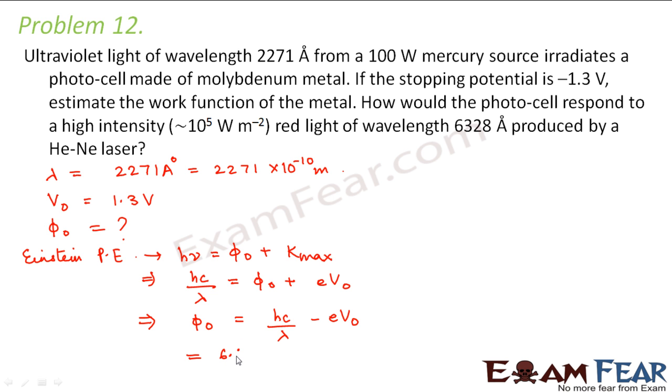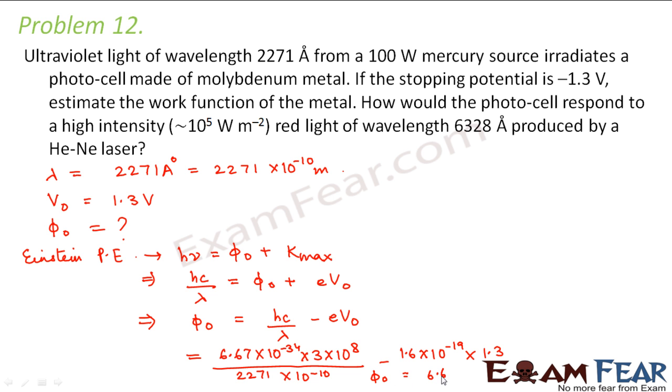Let us put the values now. h is 6.67 into 10 to the power minus 34, c is 3 into 10 to the power 8, divided by lambda, which is 2271 into 10 to the power minus 10, minus e, which is 1.6 into 10 to the power minus 19, into V naught, which is 1.3 volts. Now on calculating this, you get phi naught, which comes out to be 6.64 into 10 to the power minus 19 joules. So this is the work function of the metal.